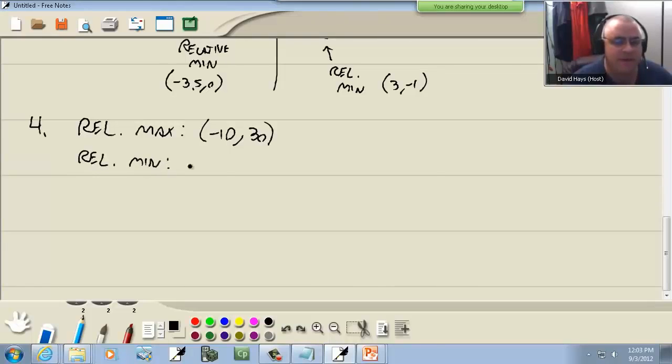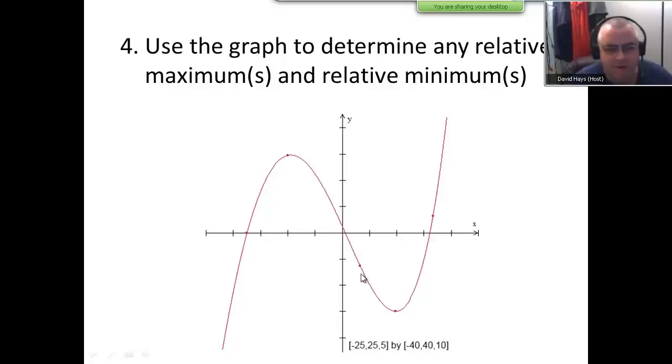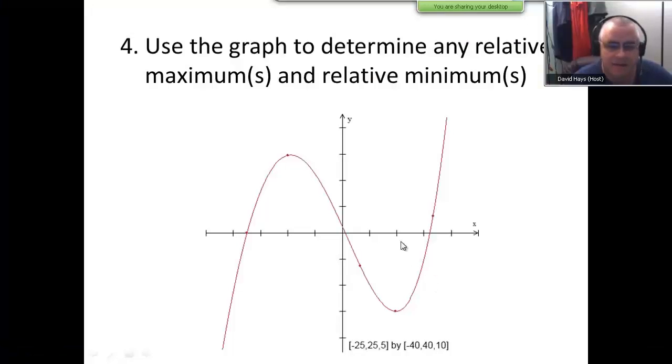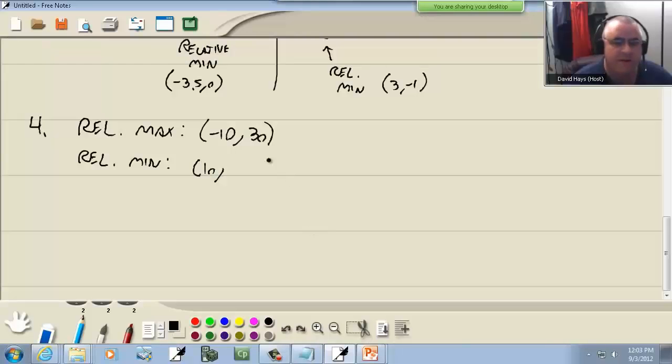Now we also have a relative min. It's going down, reaches this low point here, and then goes up. So this will be 2 tick marks over here. These go by fives on my x-axis, so that'd be 10. And then my y values, that's -10, -20, -30. So our relative min would be 10, -30.